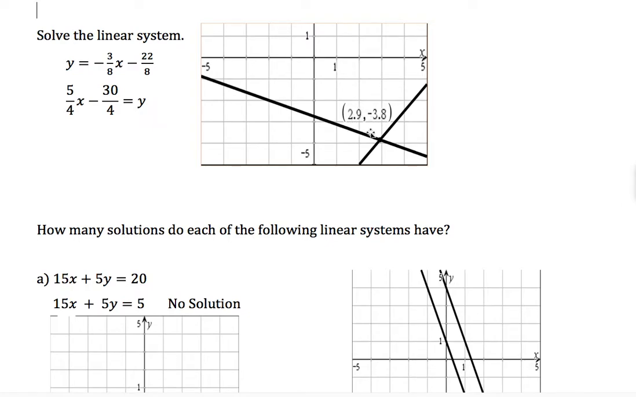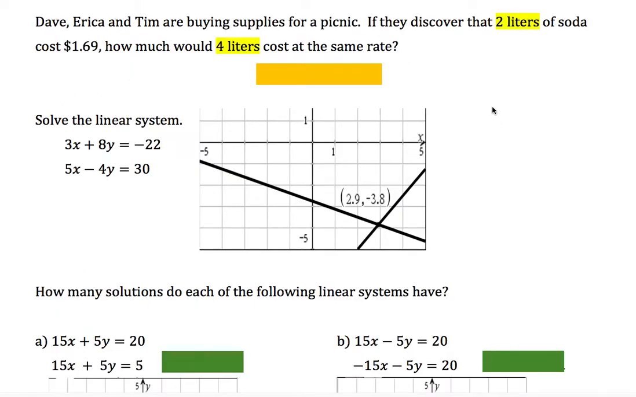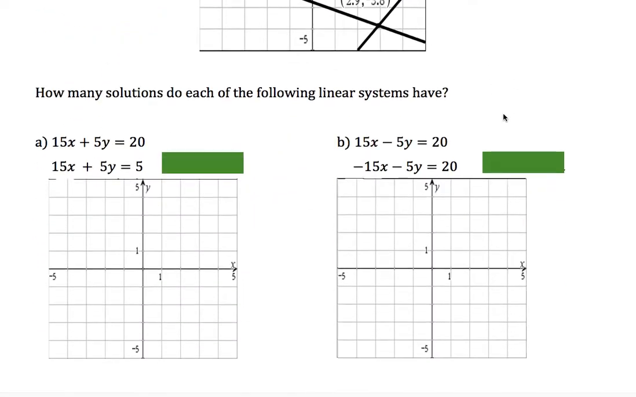Be careful when you're doing this because it is going to be a multiple choice test. You might have an answer option where it has a negative 3.8 first and then the 2.9 over here. These are not interchangeable. This is your x value, this is your y value. On to the next set of problems.